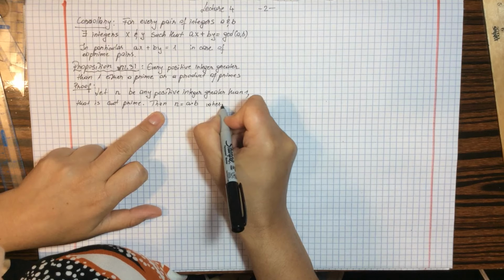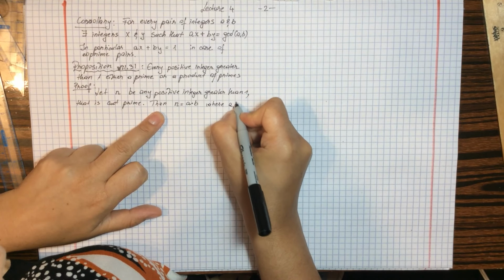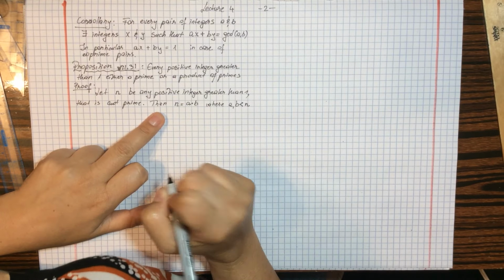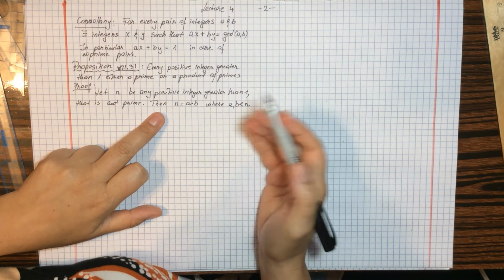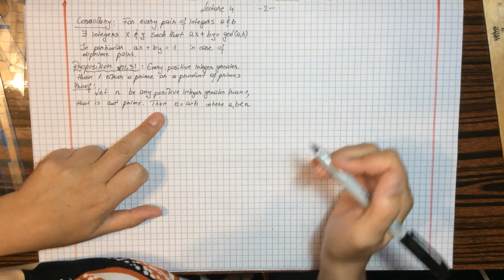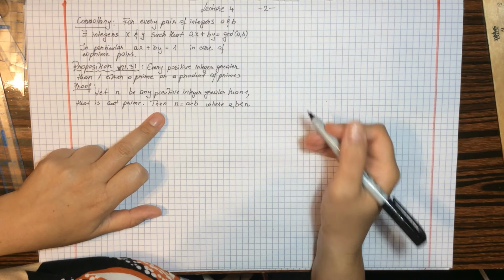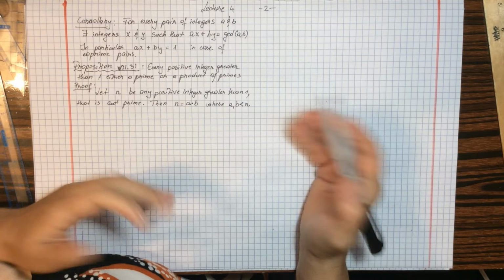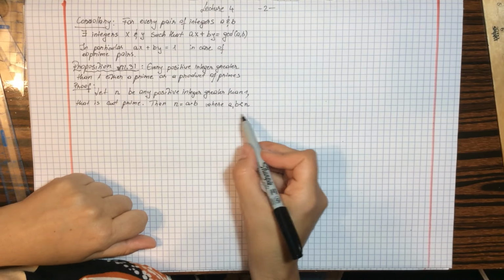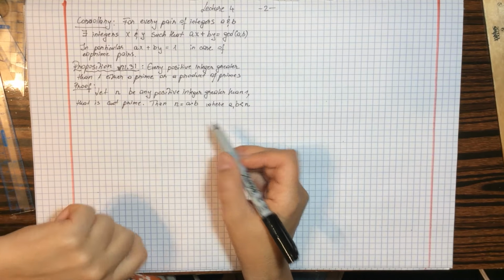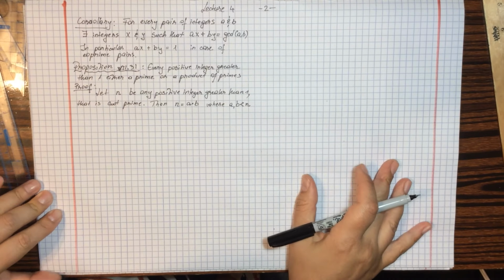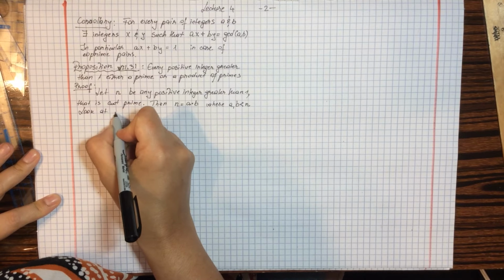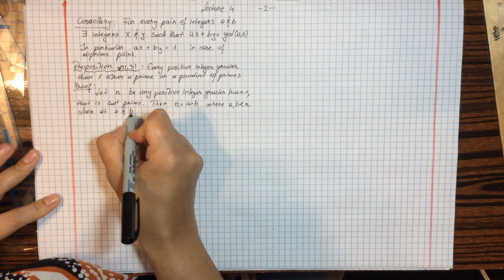So we write where a and b are less than n. All factors of a number are less than the number itself. Factors of 6, for example, are 2 and 3, because 6 can be written as 2 times 3, but both 2 and 3 are less than 6. That's what we're saying here in general terms. So we look at a and b.